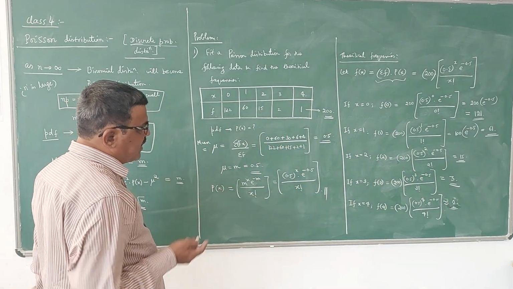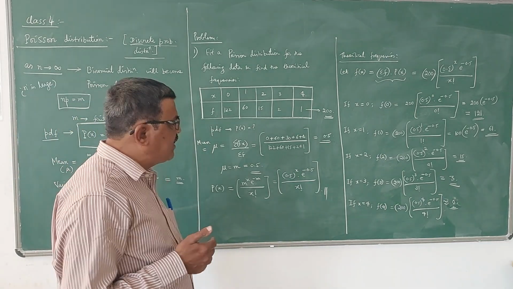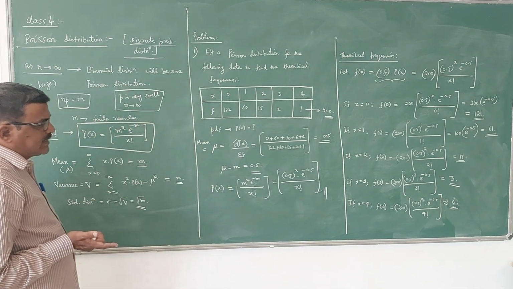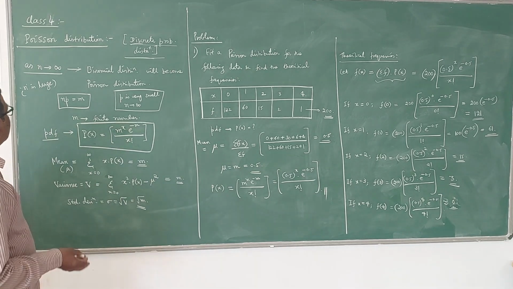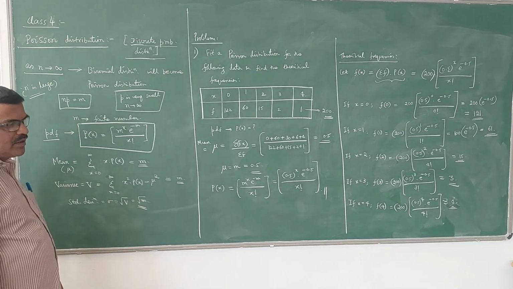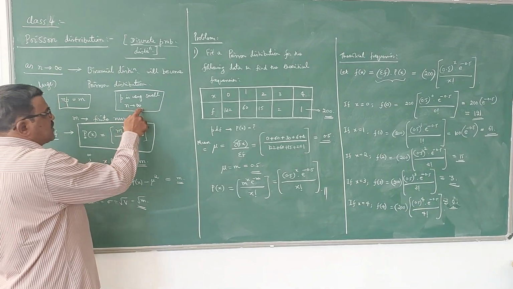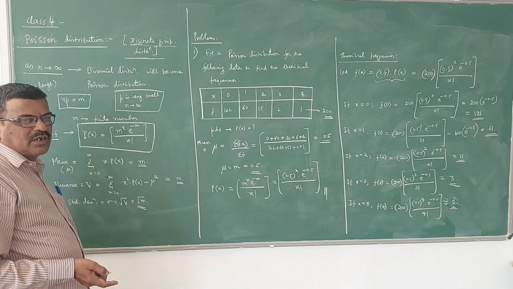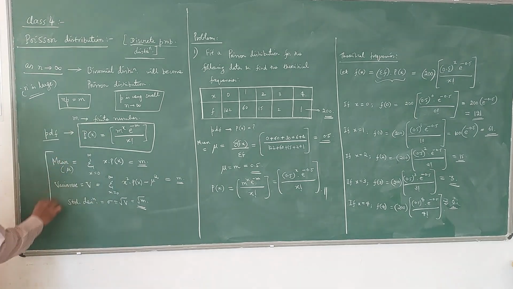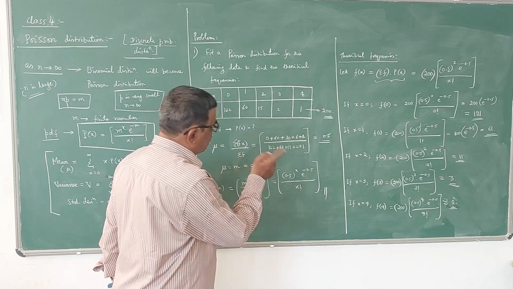So by fitting a distribution, you can always calculate the theoretical frequency and compare it with the observed frequency. The Poisson distribution is an extension of the binomial distribution when n is very large, when n tends to infinity. So this mean value m will be n into p, where p is a very small number. So when p is very small and n tends to infinity, the binomial distribution will be converted to the Poisson distribution, and the mean value is m, variance is m, standard deviation is root m, and we can fit a Poisson distribution for a problem like this.